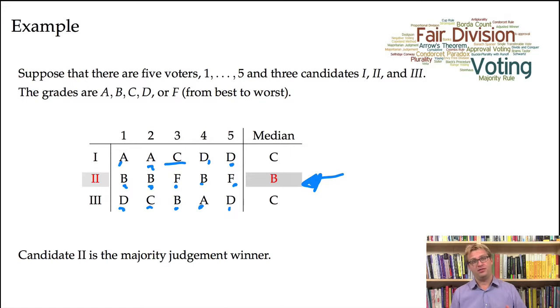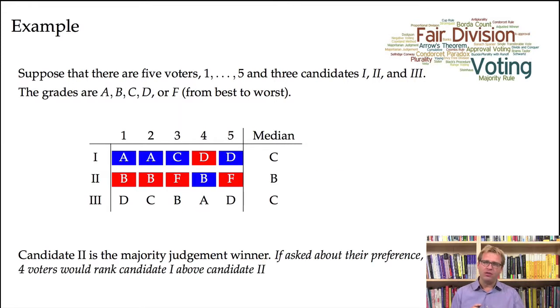Now, does that result make sense? Is that the result we want? Well, here's one thing I want you to notice. Note that if you ask all of the voters, which of candidate 1 or 2 would you rank first? Who would you rank above each other? 1 above 2 or 2 above 1? 4 out of the 5 voters would rank 1 above 2. So if you just look at the grades they assign, we see that 4 out of the 5 voters give a higher grade to 1 over 2. So they all rank 1 over 2. It's only 1 voter that ranks 2 above 1.